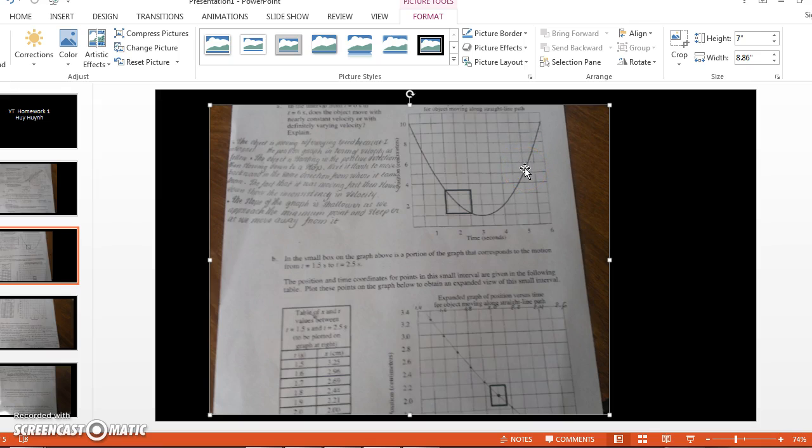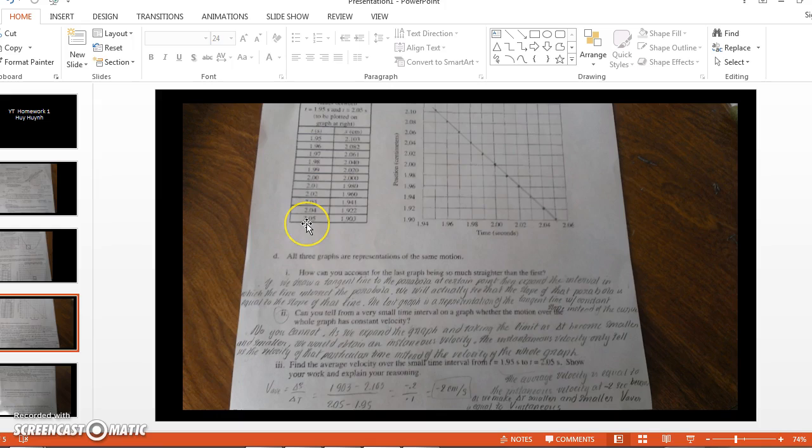So that means the velocity is not constant over the interval. For part B, I just plug the values into the graph and I get a straight line. Part C is really similar. I also got a straight line with a negative slope, going down, by plugging in the values. So for part D, how can you account for the last graph being so much straighter than the first?